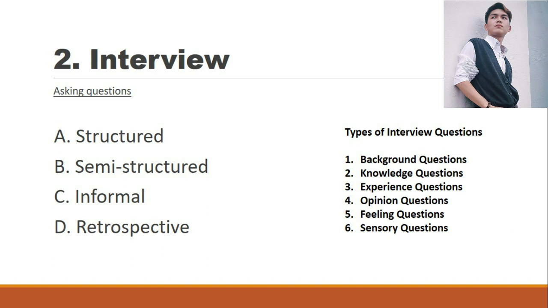The number 4, we have opinion questions. From the word opinion, opinion questions are asked to elicit how the participants think on certain topics or issues. So, for example, what do you think about the implementation of the K-12 curriculum? So, you want to know the opinion of your participant by asking questions like, what is your idea? What do you think about this certain issue? Specifically, for example, implementation of the K-12 curriculum.